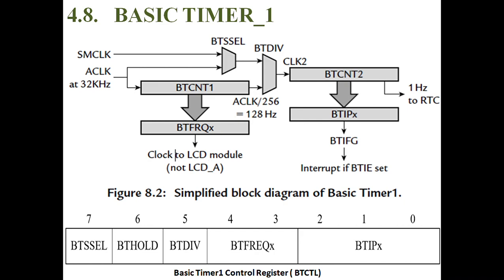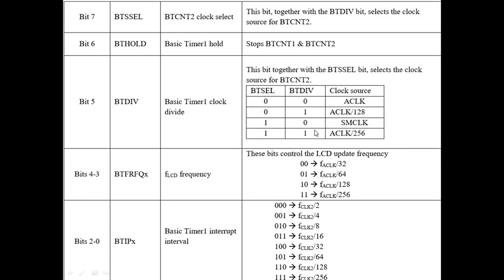That means if the basic timer frequency value is 00, that auxiliary clock frequency is divisible by 32. That means 1 millisecond to the LCD frame frequency. If the basic timer frequency value is 01, that auxiliary clock frequency, that is 32 kilohertz, is divisible by 64. Automatically it provides 0.5 milliseconds.